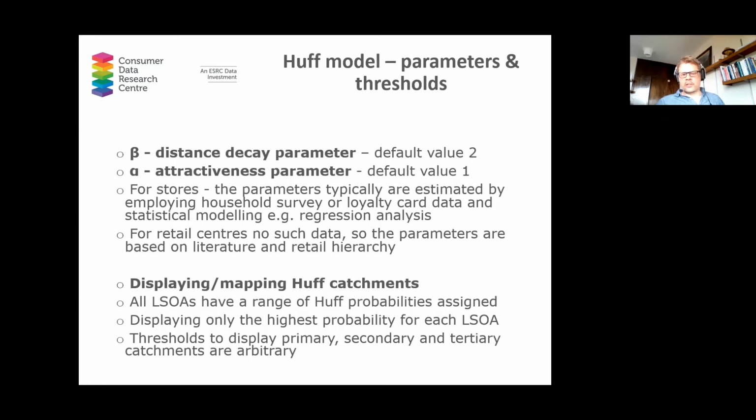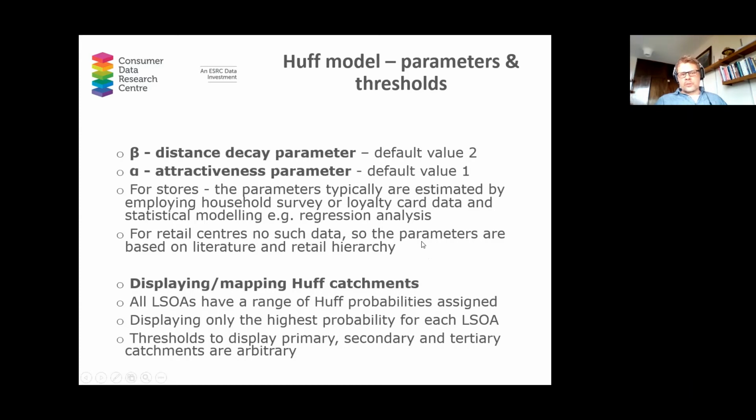So in theory, each of these LSOAs will have 20 different Huff probabilities assigned to them. That will vary from 0 to 1, with 0 meaning no patronage, and 100% meaning that's the only retail center a customer will shop in, which is probably very unlikely. Typically, it would be a range somewhere in between. Normally, it's not 0, it's not 1 either.